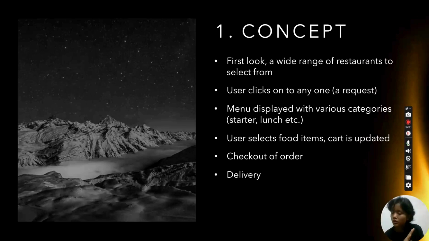At first look, there will be a wide range of restaurants. We'll have a template where all of these restaurants are listed. The user will have the ability to click into any one of them, and that will be a request. The menu will be displayed with various categories. There will be starters, lunch, etc. Then the user selects the food items, the cart is updated, then the checkout of the order, and then finally the delivery. That was our main concept.